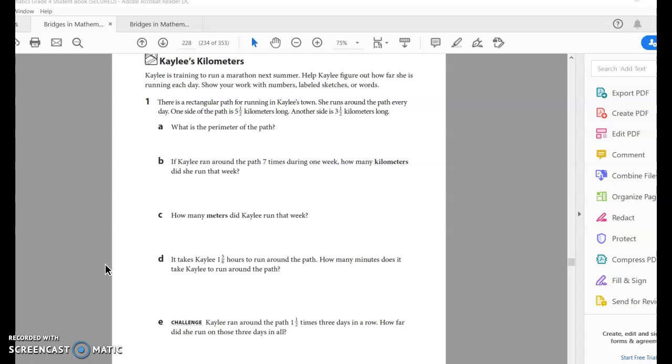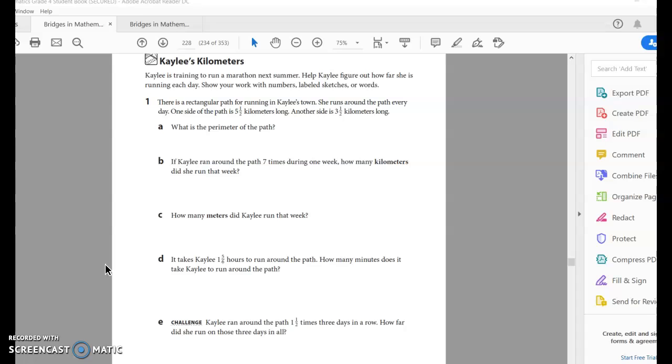Kaylee is training to run a marathon next summer. Help Kaylee figure out how far she is running each day. Show your work with numbers, labeled sketches, or words. I'm going to be looking for any one of those three or a combination of all of them. So you just have one problem to solve with 5 sections in each problem.